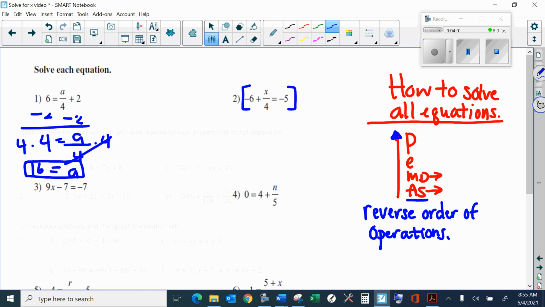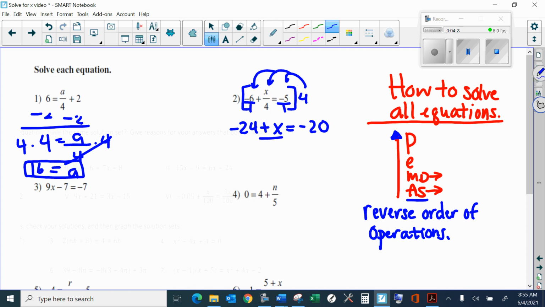So what's the common denominator? Remember, these are all ones here. So the common denominator is 4. So I multiply by 4 through all three terms. Okay, that gets rid of the denominator. I have no fractions left. So 4 times negative 6 is negative 24. 4 cancels with the 4 right there, so I just get plus x. And negative 5 times 4 is negative 20.